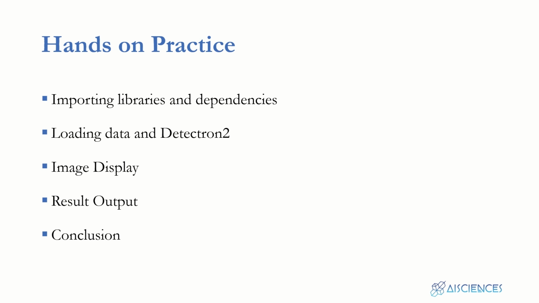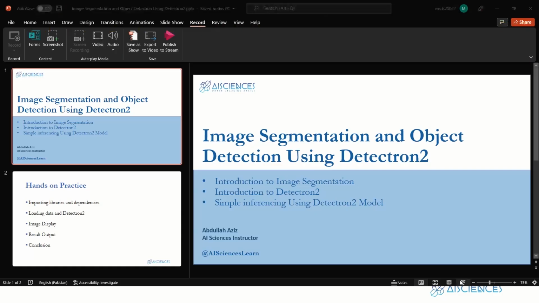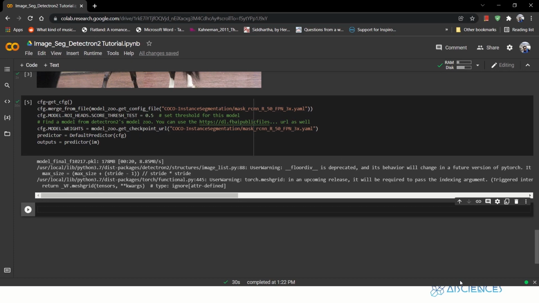So first we're going to start with importing our libraries and dependencies. Then we're going to load some data from the pre-trained COCO dataset and use Detectron2 to get all the inferencing and results. Then we're going to display our images and our result outputs. At the end we will discuss some conclusions and look at the different things we can do with this library. Alright, so let's get started with our coding part, and here we go.